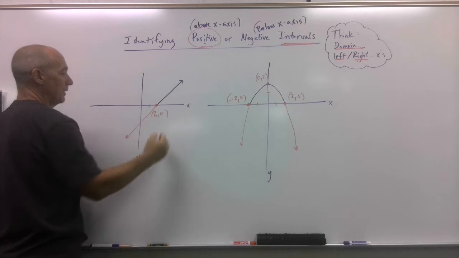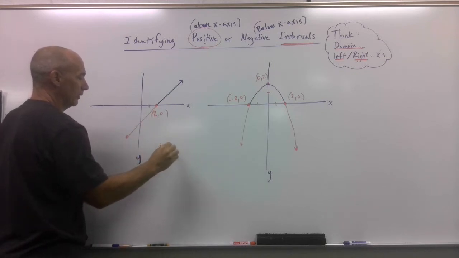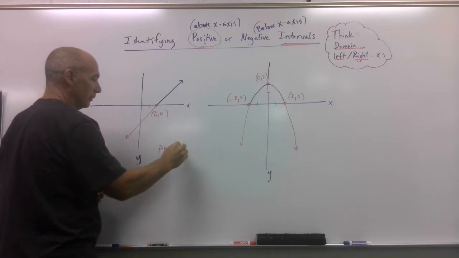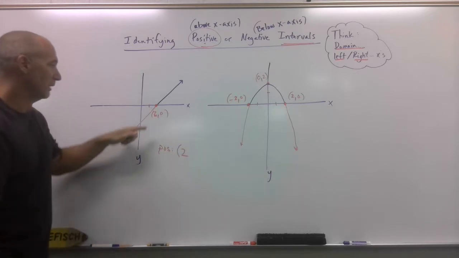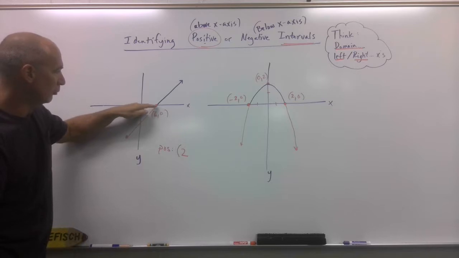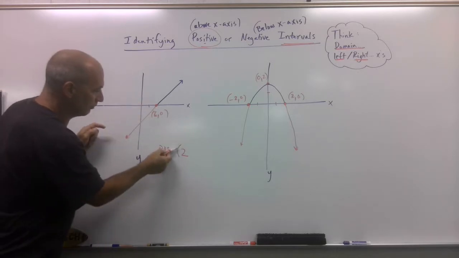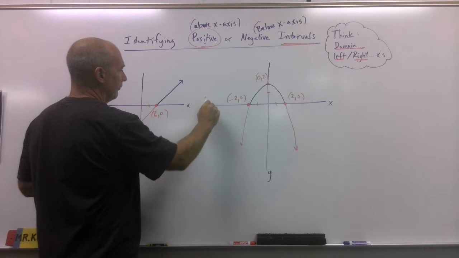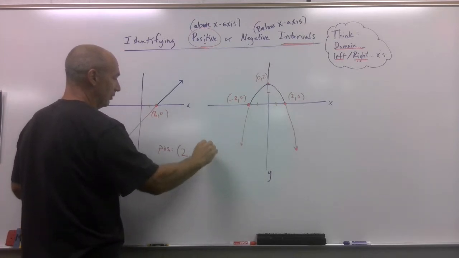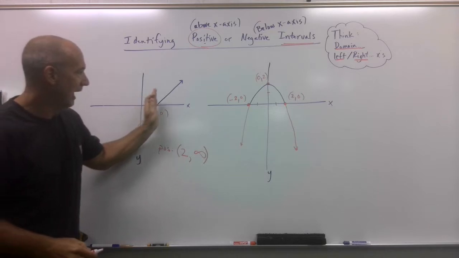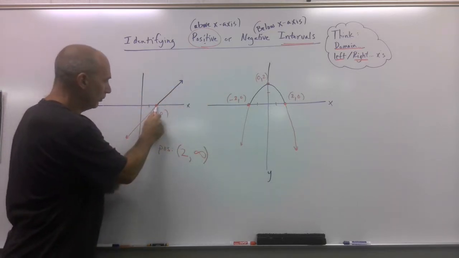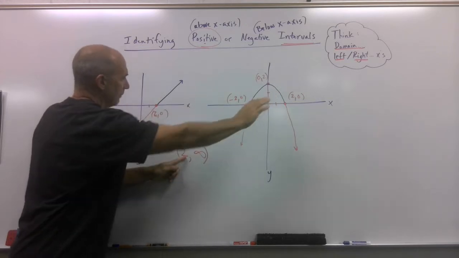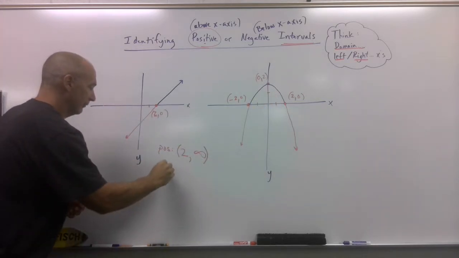So how do I say that? Well, the positive interval, where is it above the x-axis, starts at 2, but it doesn't include 2. Because at 2, right there, 2, 0, at that point, it's 0. It's not above the x-axis, it's not below the x-axis. So that's why I want to use parentheses here. It doesn't include it. But then, it's above the x-axis forever in the x direction. So there, it's above the x-axis from 2, not including, forever that way. It's above.